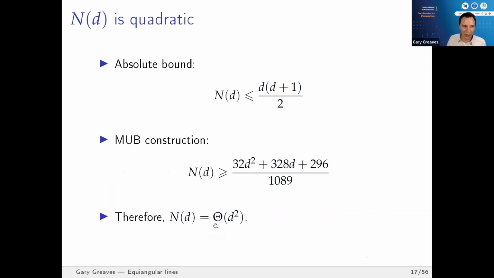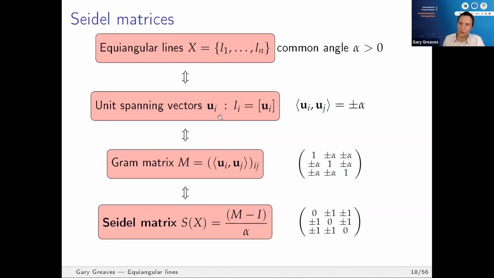So we have approximately d squared lines in dimension d. That's what we know so far. Now we know the approximate behavior of this function, the next thing to do is try to get more concrete results about what the exact value is for particular dimensions. So continue this trend. First, I just wanted to show you that the behavior is quadratic in d. Now we're going to push this a bit further.